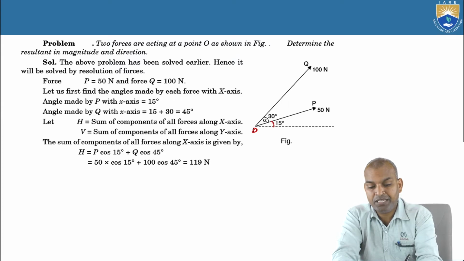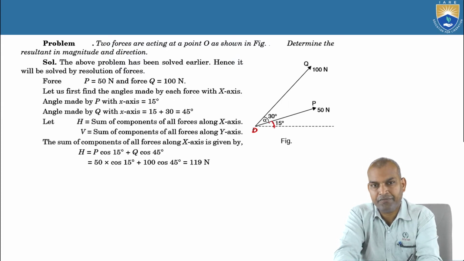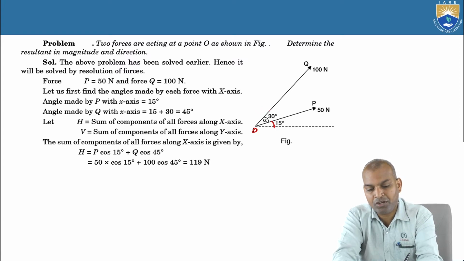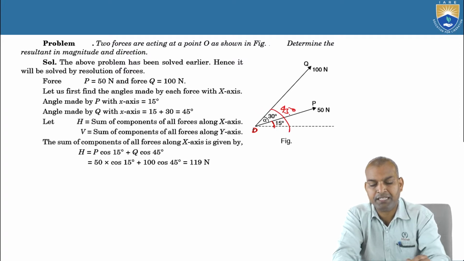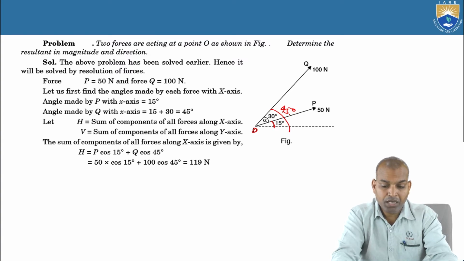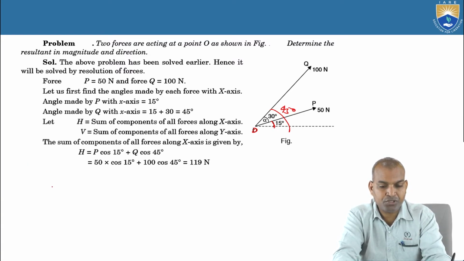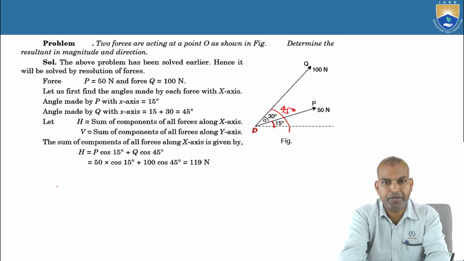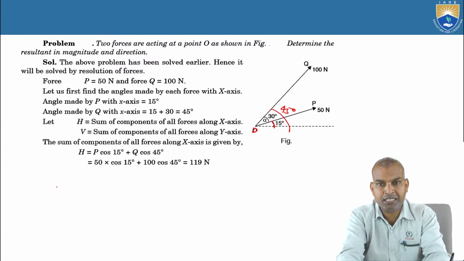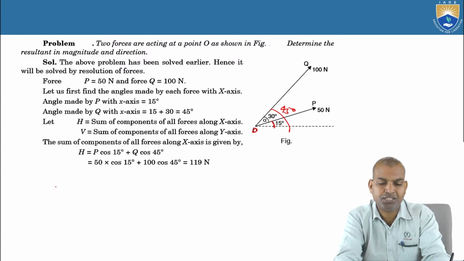Now force P is making 15 degrees with the horizontal axis. Force Q is making 45 degrees with the horizontal axis. Now how to find the resultant of these two forces? That is what we have to find out. Determine the resultant in magnitude and direction.